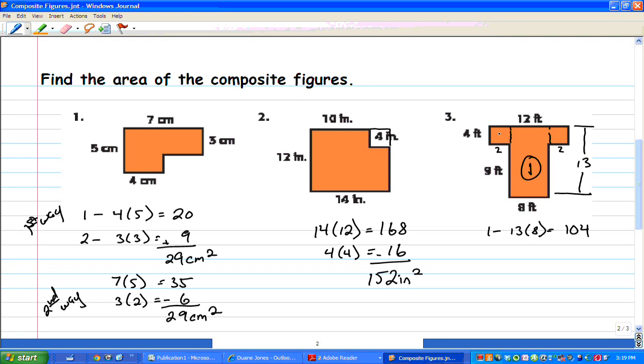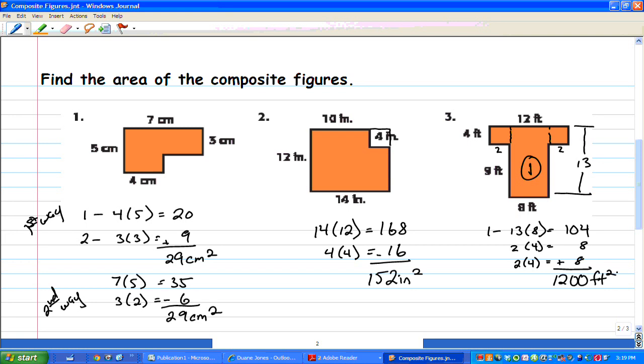And then I have these little parts here on the side. Those are the same. You could do them individually or you could do it together. I'm going to do it individually first. So then what I have is a 2 by 4, which is 8. And then I have another 2 by 4 on the other side, which is 8. If I add these together, I get 120 feet squared.